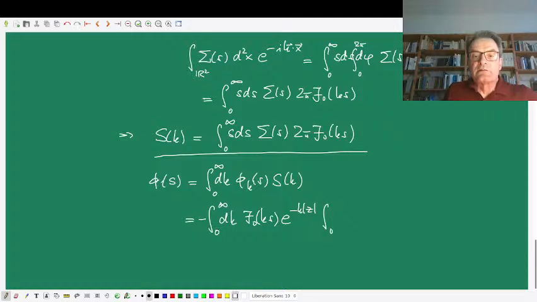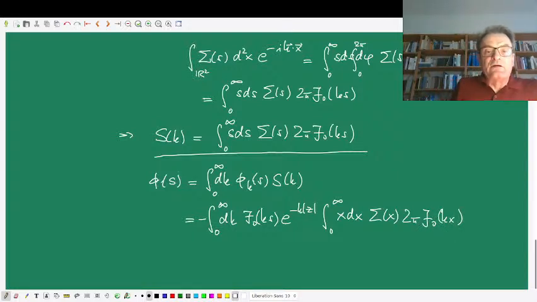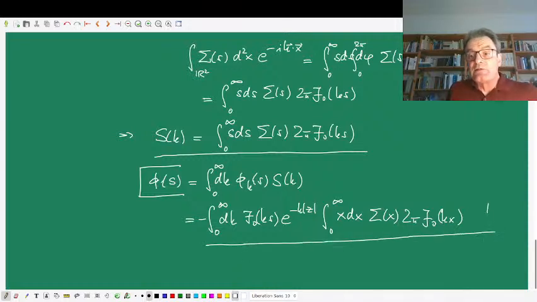And this is now the integral from 0 to infinity. Now I need a different integration coordinate than I used here. I'm calling this x. So that's going to be x dx sigma of x, now 2 pi times J0 of kx. All right, and now we have the desired relation between the disk potential, the gravitational potential of the disk, and the disk surface mass density.